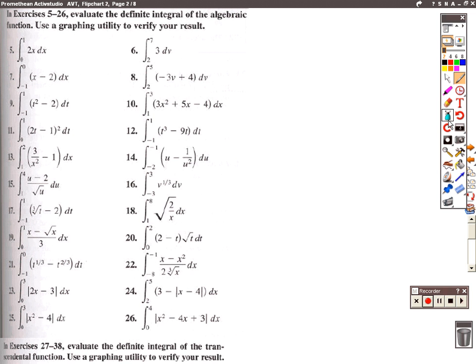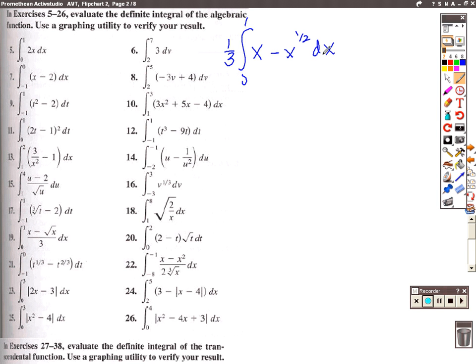Number 19, that's a little fraction work. All I'm going to do is rewrite it. I'm not going to take it any further. When you rewrite that from 0 to 1, I would pull the 1/3 all the way out front by itself. It'll make your life easy. X minus x to the 1/2 dx. And I think you can see by pulling that 1/3 out, you don't have to deal with it with each term, and it makes the problem a lot easier.